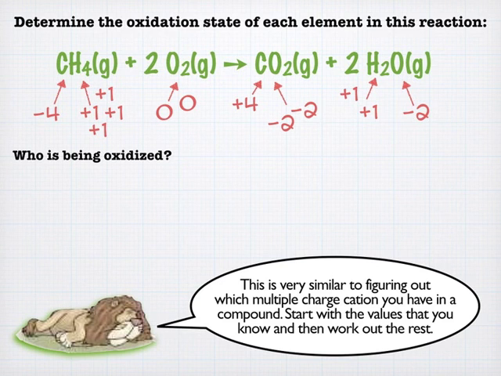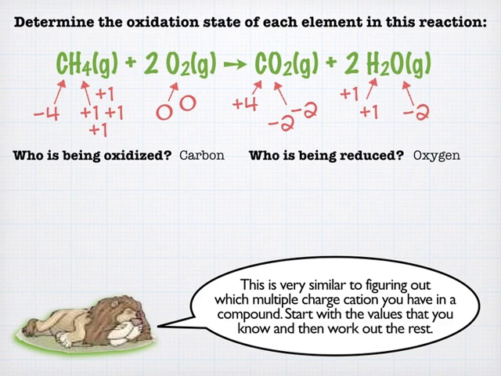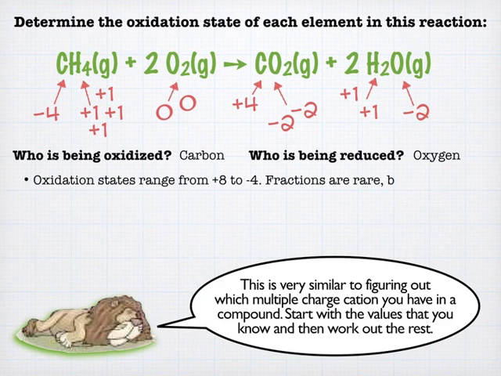But we can look at the changes in oxidation states to figure out who's being oxidized and reduced in a redox reaction. In this case, carbon's definitely being oxidized. It's going from a negative four to a positive four, and oxygen's being reduced. It's kind of neat to actually see oxygen be the oxidizing agent. You know, it can often be other elements.